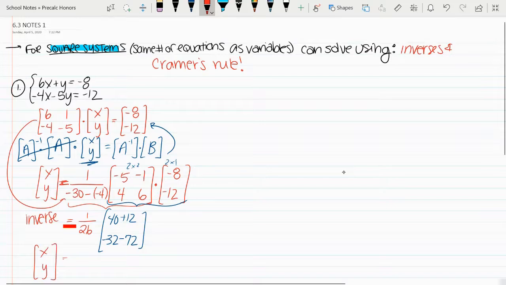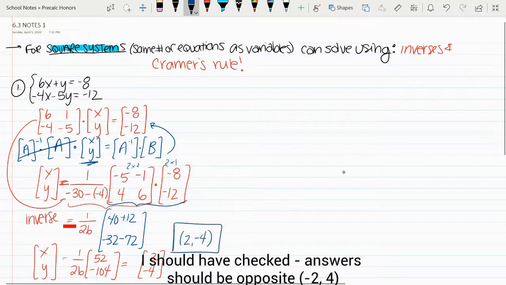So once we simplify all the way here, I will have 1 over 26 times 52 over -104. And these actually work out pretty nice to 2 and -4. So that would be the solution to this equation: x equals 2, y equals -4. And remember to check, you can always sub these back into any equation from the original system. So that's going to be my answer there.